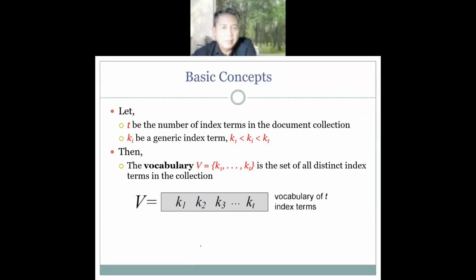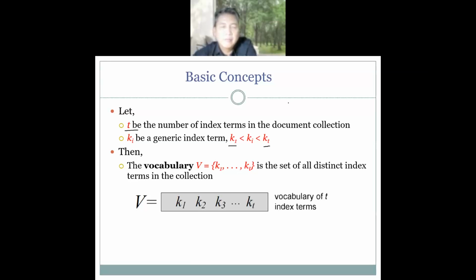Okay, now we look at the basic concept of how we define the vocabulary. Let T be the number of index terms in the document collection, which means that we have T unique terms, or T unique words, that exist in the documents. Okay? So for that reason, the keywords that you have should be between keyword 1 and keyword T.